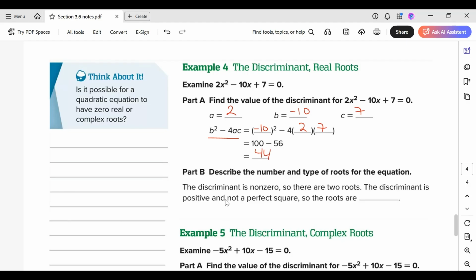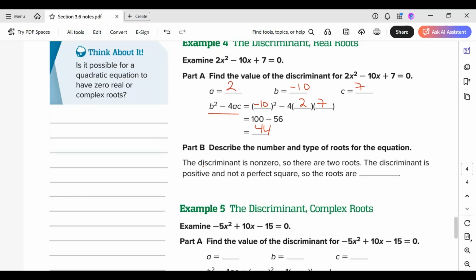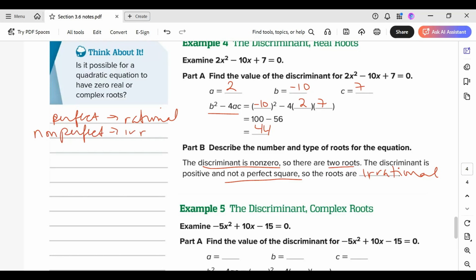But then it says describe the number and type of roots. We know that our discriminant is non-zero, which means it was greater than 0, so we have two roots. But because it's not a perfect square, the roots are going to be irrational. Remember I said perfect squares give you rational answers. Non-perfect squares are irrational, which means on a curve, the parabola is opening up. It hit in two locations, but they were not perfect numbers.